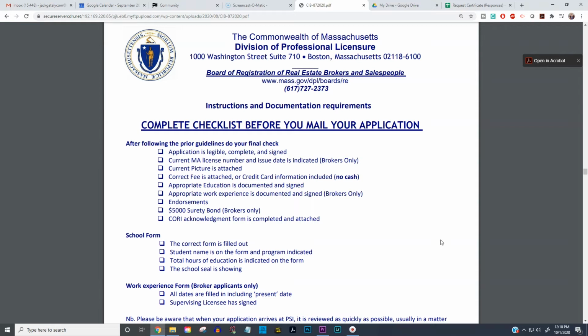So brokers need more things, which is clearly itemized here on the checklist. And for brokers, we talk about that in broker class. You know what you need if you're a broker candidate. It's clearly identified on this checklist.